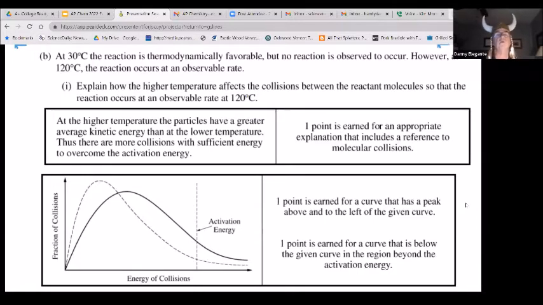So they have a greater average kinetic energy. Okay, we said that they're faster, right? And so there'd be more collisions. But what we didn't say, and this is probably where I would lose the point, I said there are more collisions and they're more with energy. But the part I missed, and this is something I can fix, right?